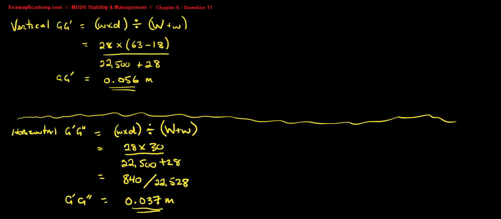Now in the question they're asking you for the angle of inclination. So we'll use the tangent formula for that. Your tangent formula is your G1 to G2, so it's your horizontal shift to the center of gravity, divided by your GM. So we've calculated the horizontal shift to be 0.037 meters, but we have not calculated the GM yet.